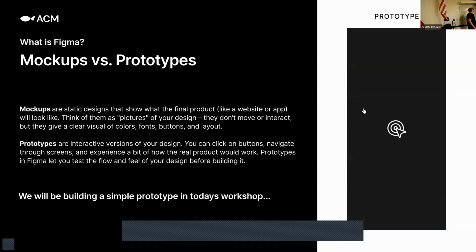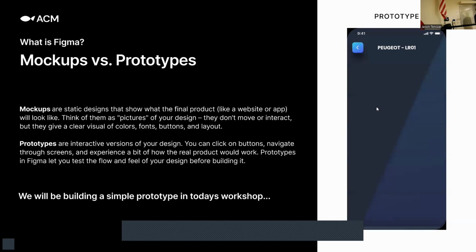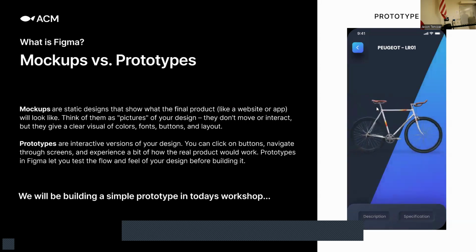So Figma is used for both mockups and prototypes. And there is a difference between the two. So mockups are like static designs. They can be shown to like executives on what your application might look like. They can be used to share with your friends. They're pretty much the blueprint, how your application is going to look.